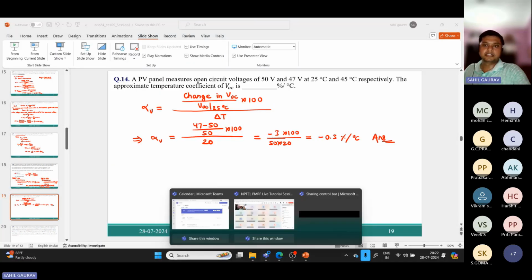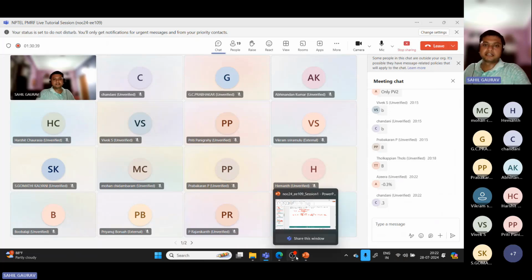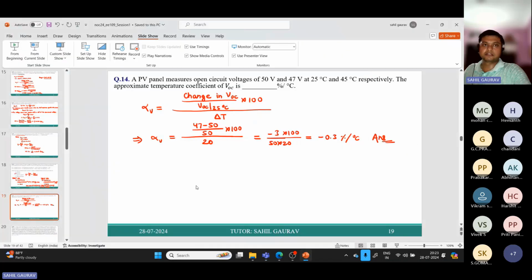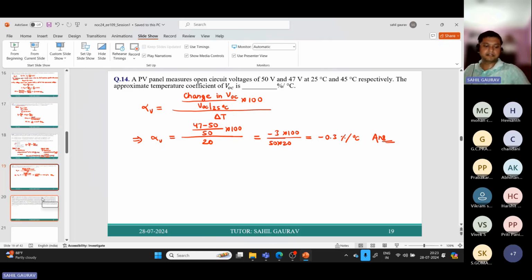Clear? Any doubt you can ask. Yes, minus 0.3 is correct. Chandni, this is around 0.3 because open circuit voltage has a negative temperature coefficient. So you should not make this common type of mistake in the exam. Whatever mistakes you make right now, you don't need to make in the final exam.